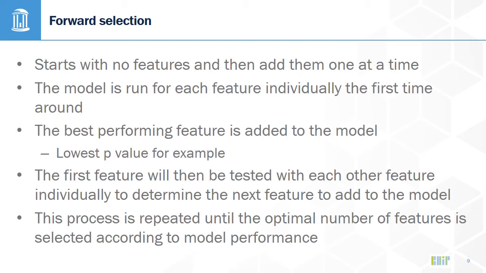Forward selection starts with no features and then adds them one at a time according to their impact on model performance. Once a feature is added, it is tried in combination with all of the other features one at a time, resulting in selection of the second feature. Then the third feature is selected by combining the first two selected features with the remaining features one at a time. This process continues until all of the features have been input into the model. Then the model can be refined to the optimal number of features based upon model performance.